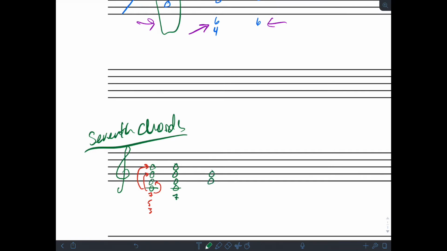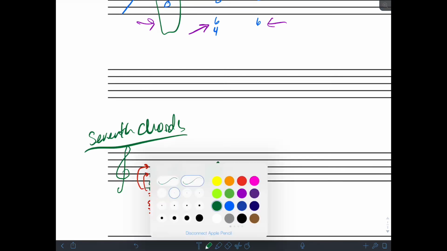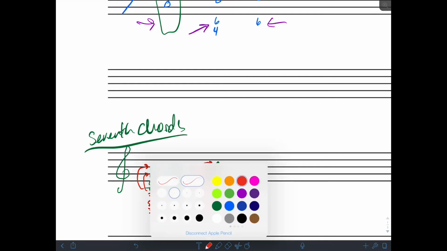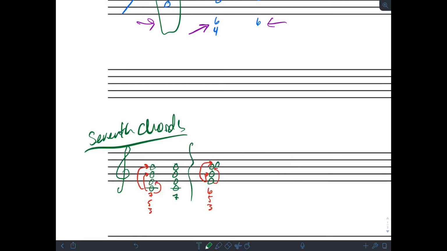Okay, so that's root position 7th chord. For first inversion, that means I'm going to put the 3rd in the bass. Okay, we can figure this out again. Now the highest note is only a 6th above, but then this one here is a 5th above, and this one here is a 3rd above. Okay, so that's the full notation for the first inversion. The shorthand for that is just 6/5, and we'll assume that the 3rd is in place.